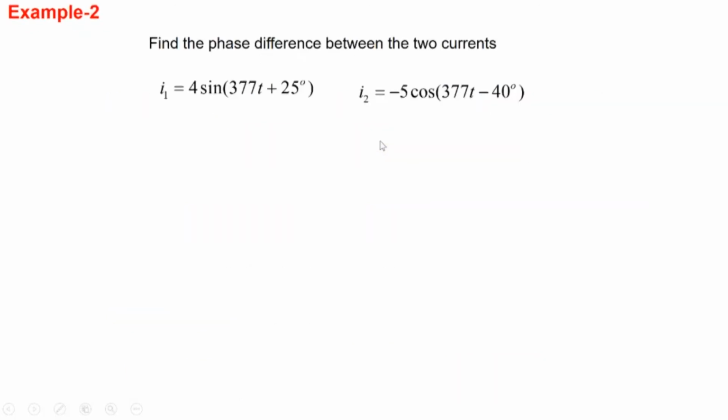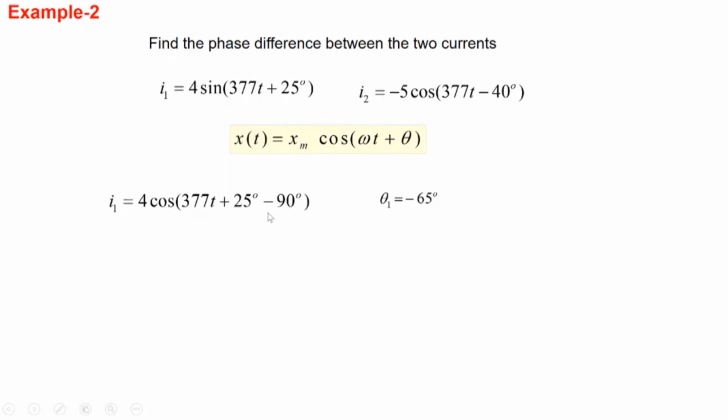Okay. So if somebody asks, let's say, find the phase difference between these two currents. I1 is 4 sine 377 t plus 25 degrees, I2 is minus 5 cos(377 t minus 40 degrees). To do that, each one of them we first convert into our standard representation. So I1 will become 4 cos(377 t plus 25 minus 90), and for this theta 1 is minus 65.